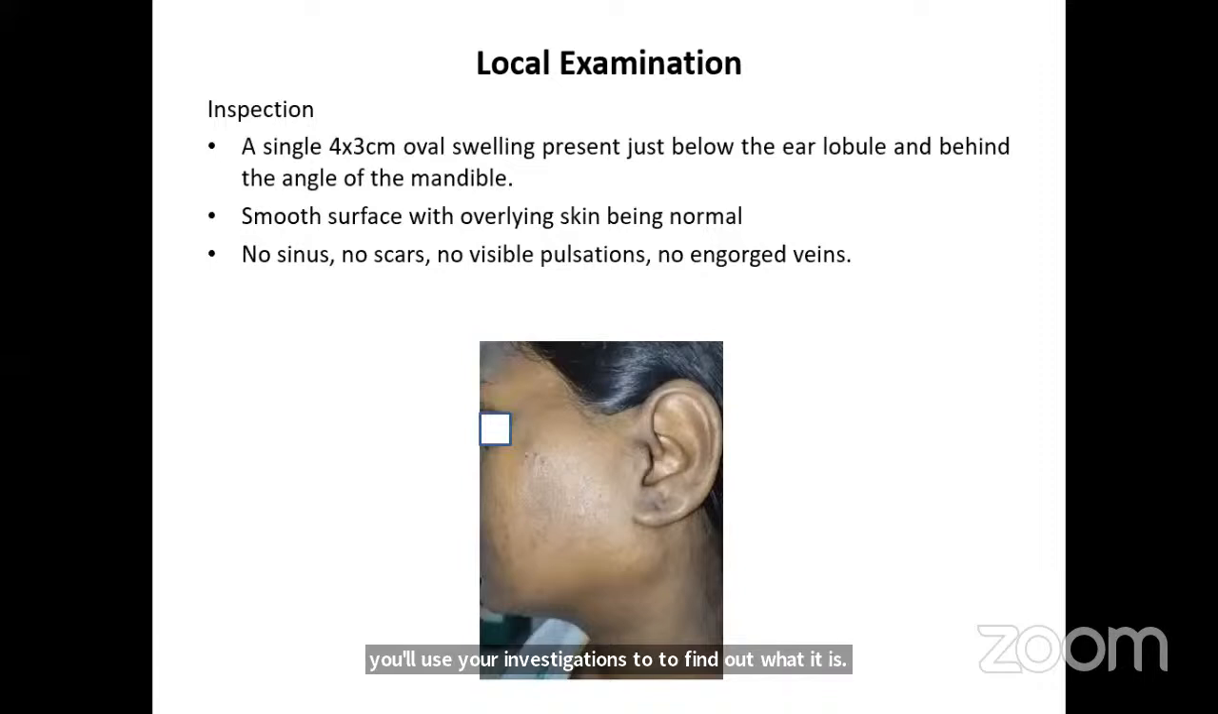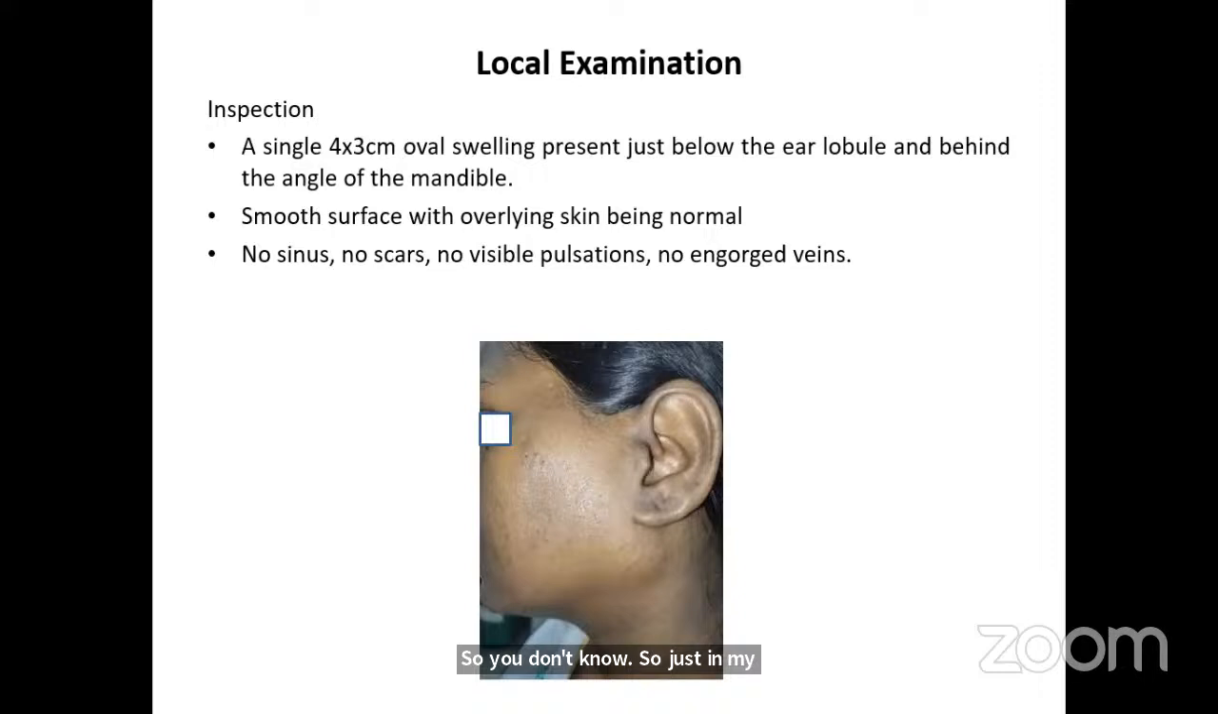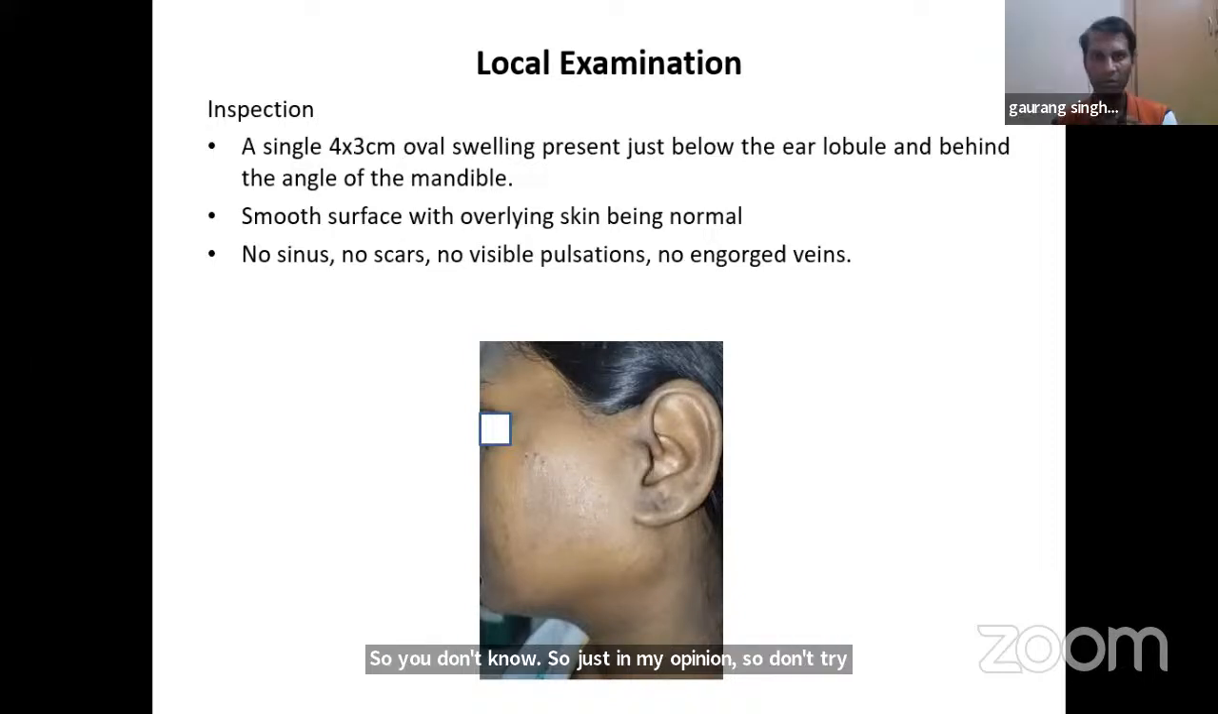On the other hand, obviously, if you have signs like nerve involvement, skin involvement, lymphadenopathy, or whatever else, then you can say it's malignant. But please don't. If someone told me that this is benign just by touching it and feeling it in a parotid lesion, an MEC will behave like this. Epithelial, myoepithelial carcinoma will behave like this. So you don't know. So this is my opinion. So don't try to commit to that. Okay.